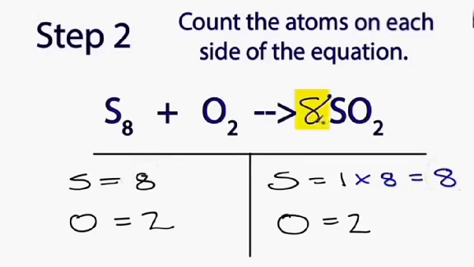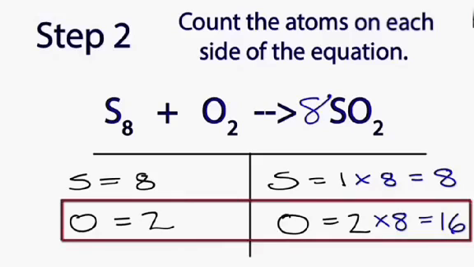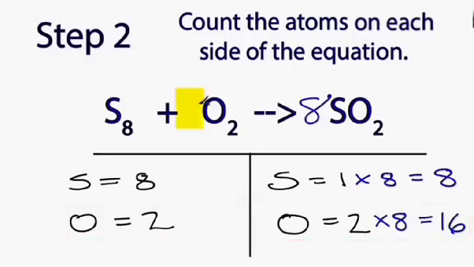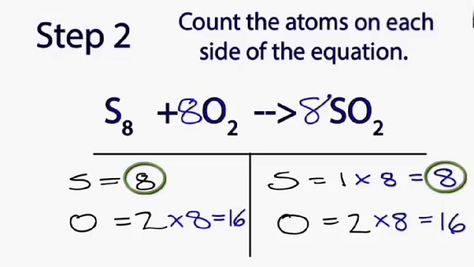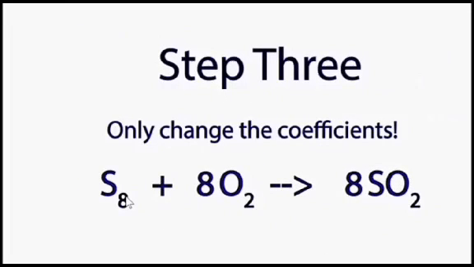But this 8 here is also times 2 oxygens, and that gives me 16 oxygens. So I fixed this first, but the oxygen is imbalanced. I can change the coefficient here though to 8 because 8 times 2 equals 16. So now I have 8 sulfur on each side and I have 16 oxygen on each side of the equation. This equation is balanced. Step 3. So you don't forget, only change the coefficients.